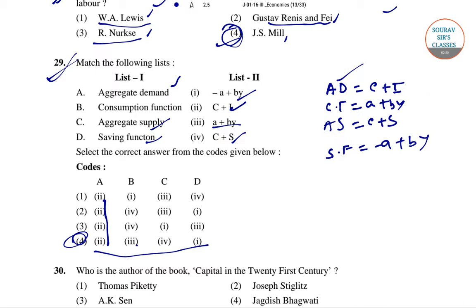So we know aggregate demand is consumption plus investment, and the consumption function is equal to what? A, which is autonomous consumption, plus B, the marginal propensity to consume, into Y. Then aggregate supply is equal to C plus S, that is consumption plus savings, and the savings function is equal to minus A, because this is savings, plus B, which is the marginal propensity to save, into Y, which is income. So for question number 29 we know the right answer is option 4.